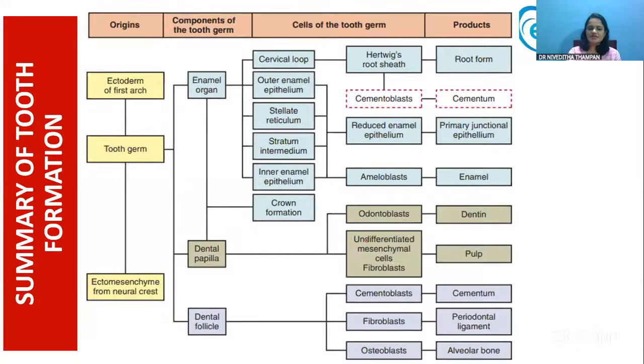This is again a summary of the tooth formation, all the cells, and from where the tooth germ is getting formed, the cells of the tooth germ, and which products are formed from these particular structures, all mentioned as a flow chart here.